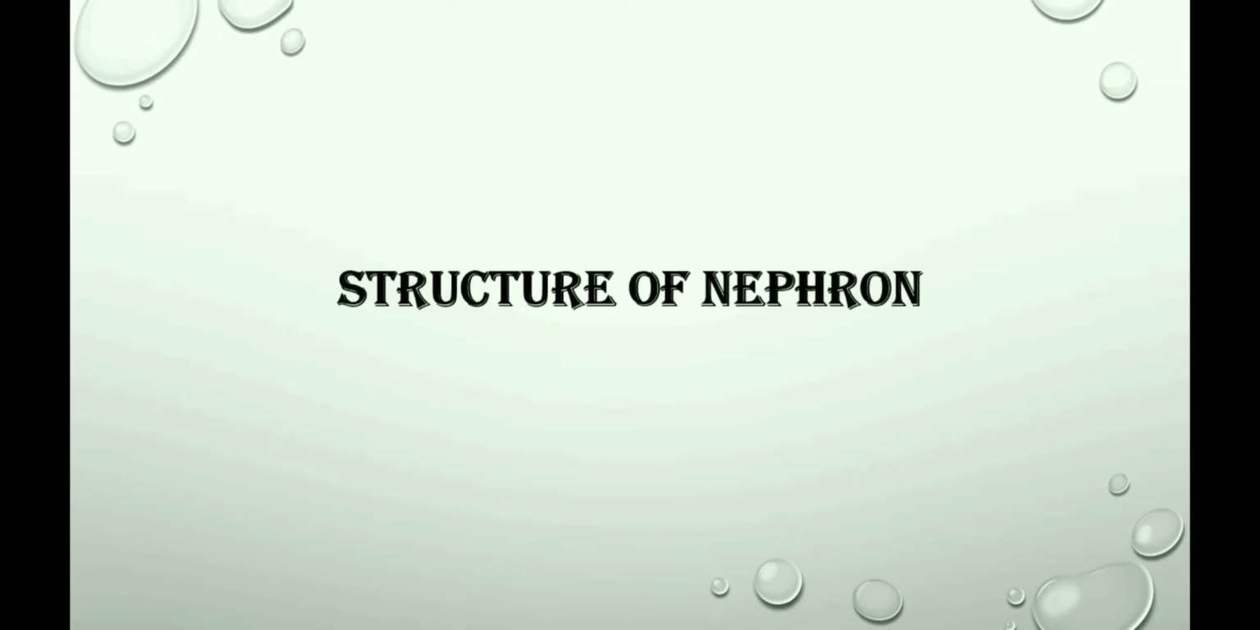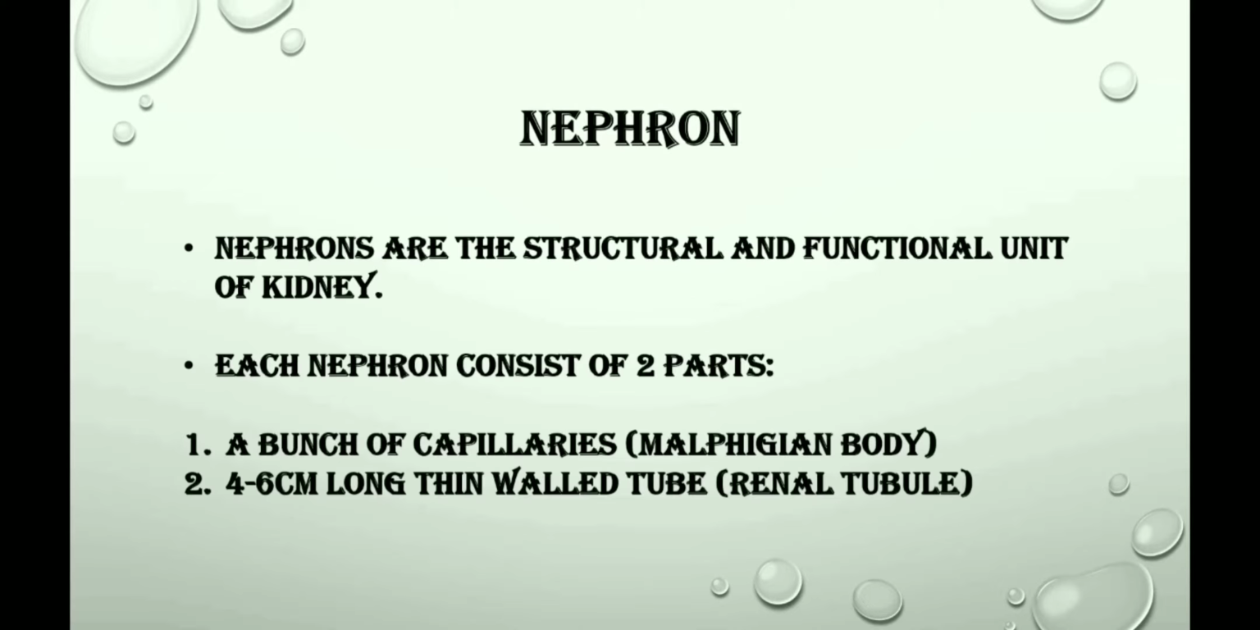Structure of nephron. Nephrons are the structural and functional unit of kidney. Each kidney consists of near about 1 million nephrons. Each nephron consists of a 4 to 6 centimeter long thin-walled tube that is called renal tubule and a bunch of capillaries called glomerulus.